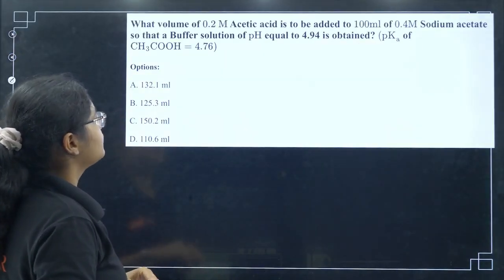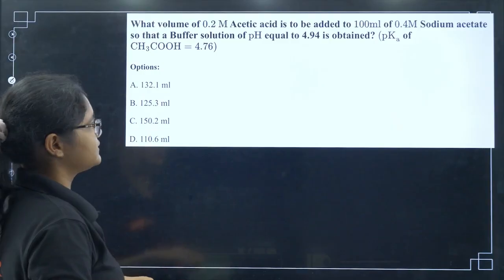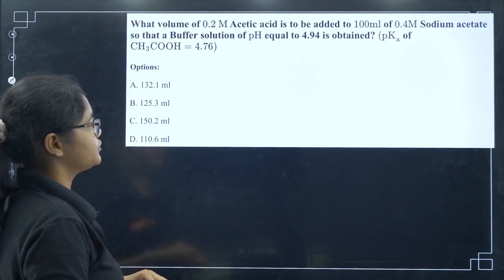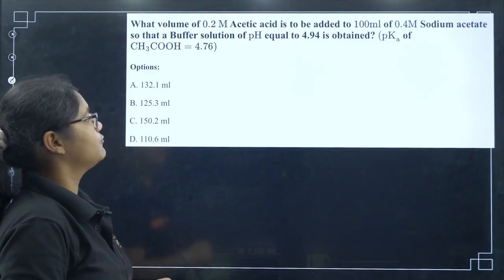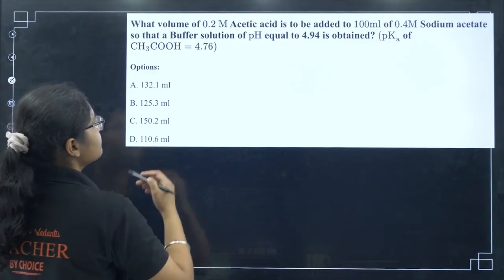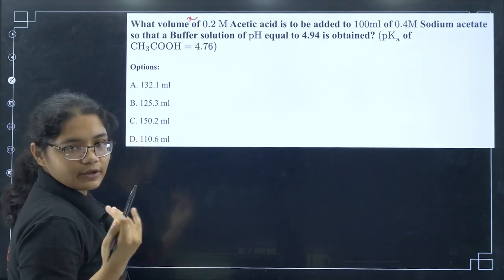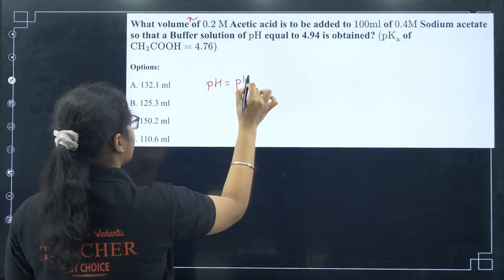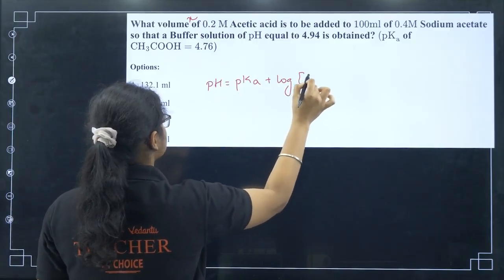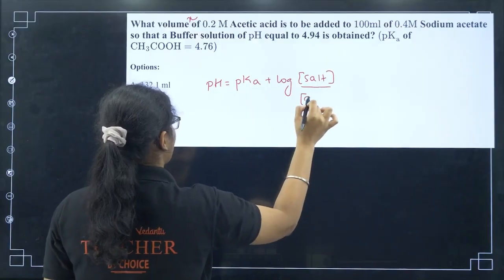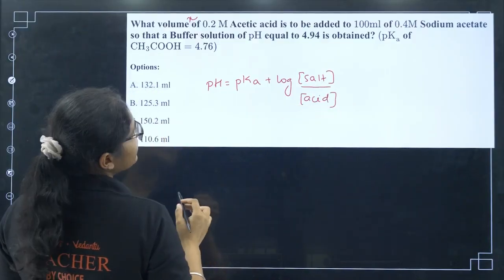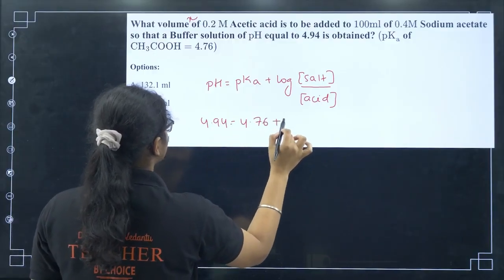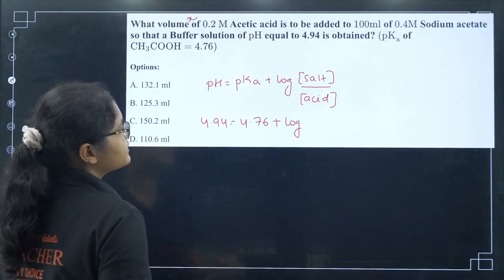Next, what volume of 0.2 M acetic acid is to be added to 100 mL of 0.4 M sodium acetate so that a buffer solution of pH equal to 4.94 is obtained? Let this volume be X. Now, pH is equal to pKa plus log of salt concentration divided by acid concentration. The pH value is 4.94 and the pKa value is 4.76 plus log of salt concentration.